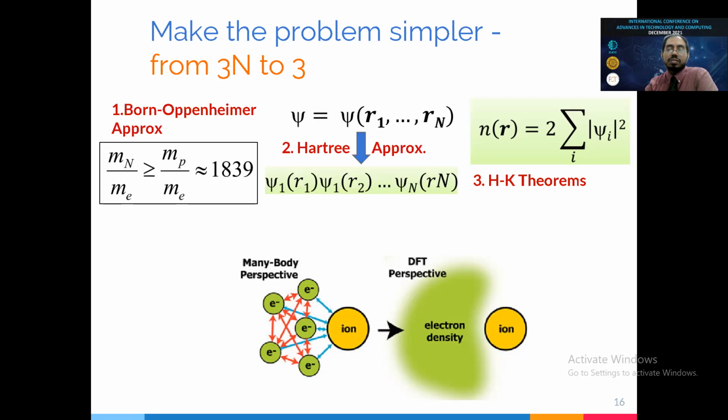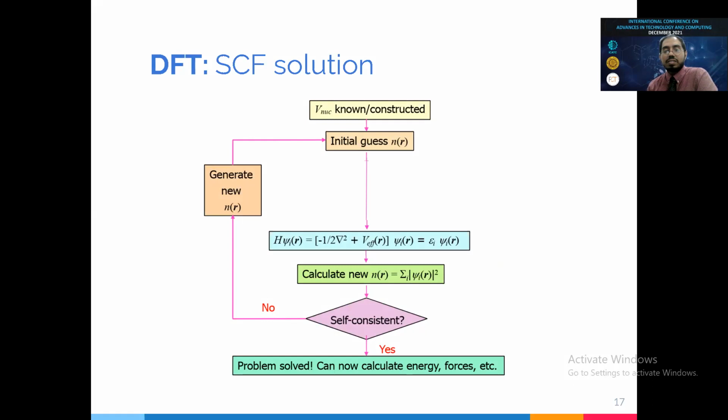Once you do all this, you get to a procedure called the self-consistent field solution. The problem is we don't know the density, so you have to guess the density. We also don't know the ionic core potential arising from the ion cores, and again we have to calculate that. We have to construct it. So there's a procedure to do this: you construct the ionic core and you get the effective potential.